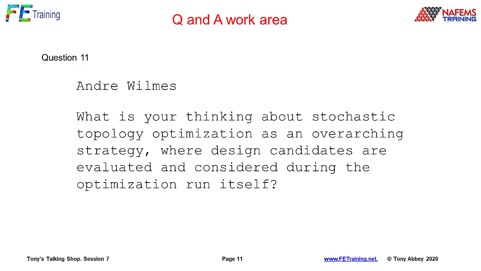Andrew asks, what's my thinking about stochastic topology optimization as an overarching strategy, where design candidates are evaluated and considered during the optimization run itself? So what we're saying there is that basically we don't know, let's say, Young's modulus exactly, we don't know the loads exactly, so we're going to look at a variation. I've not really seen that meet topology optimization, but it's a very, very important aspect of real-life optimization.